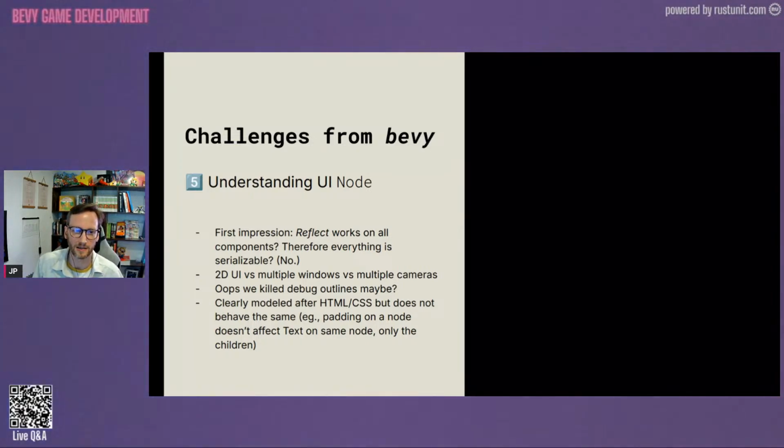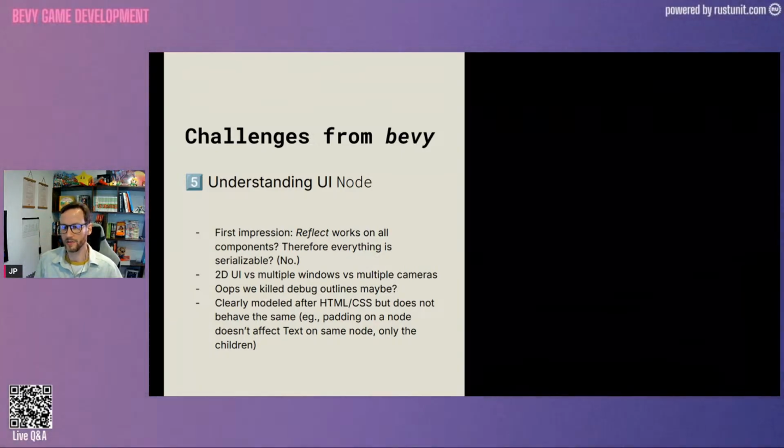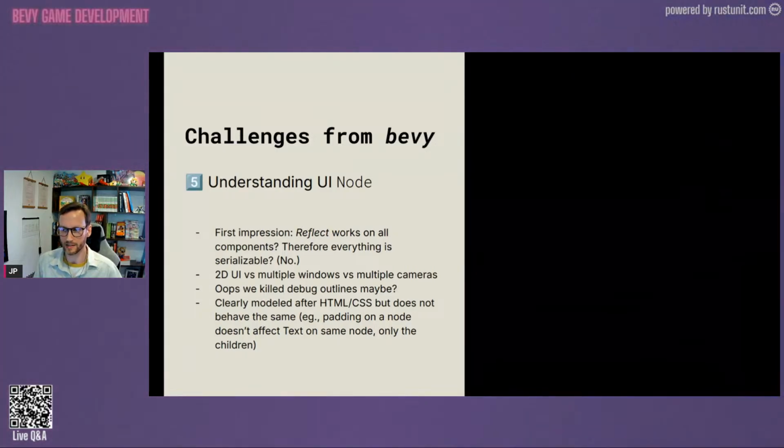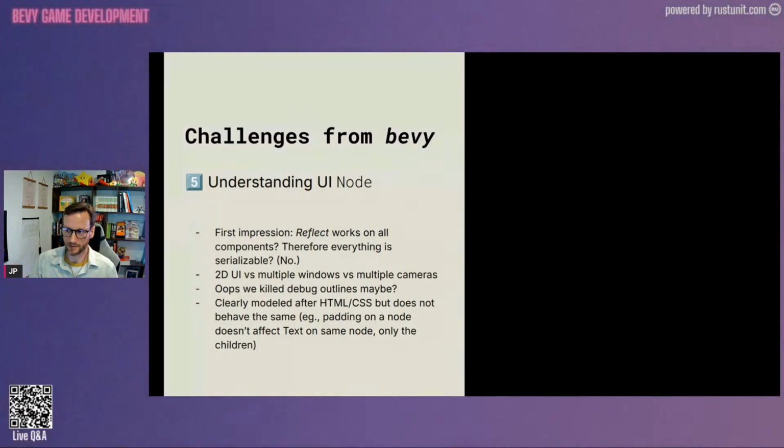Last thing, actually this one is important. I think there are behavioral differences from how Bevy UI defines itself. It looks a lot like HTML and CSS. It looks a lot like padding, margin, position absolute, all this stuff. But there are behavioral differences between it and actual HTML and CSS. And I think that maybe they should be addressed. Maybe they should be cleaned up. I don't know. Maybe it's too late.